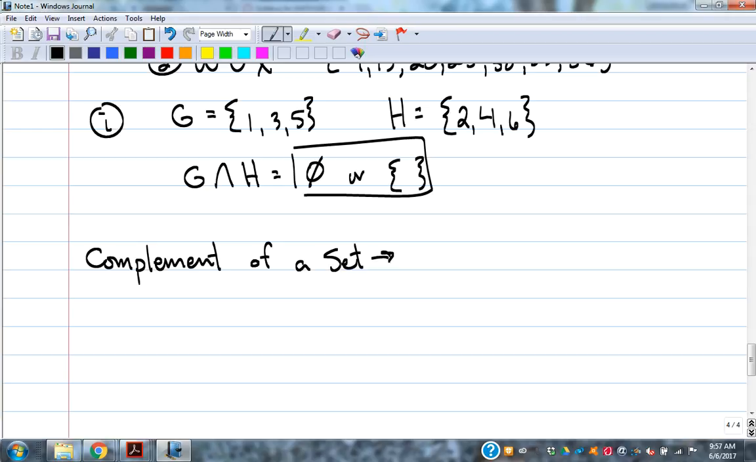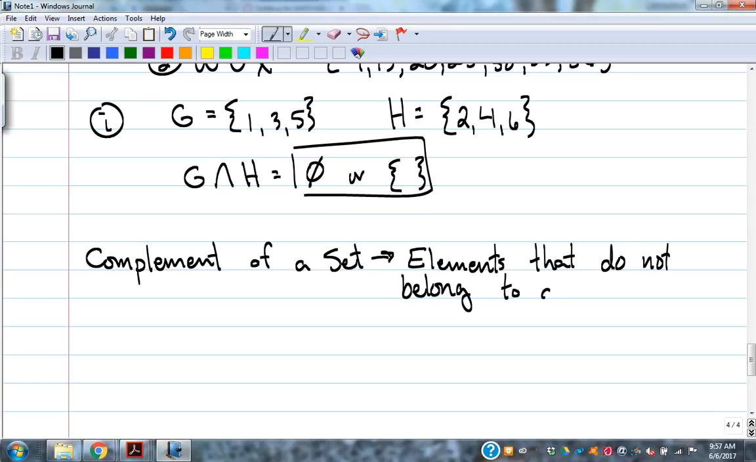The complement of a set, when you're dealing with set notations, is the elements that do not belong to a set. Normally from a universal set.